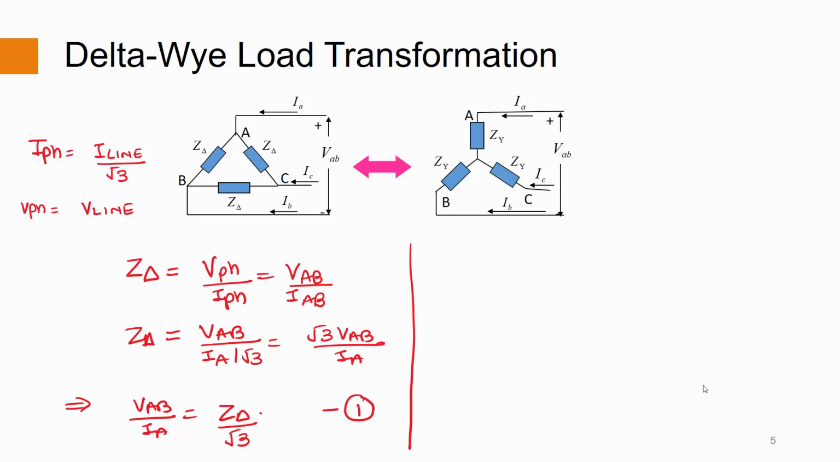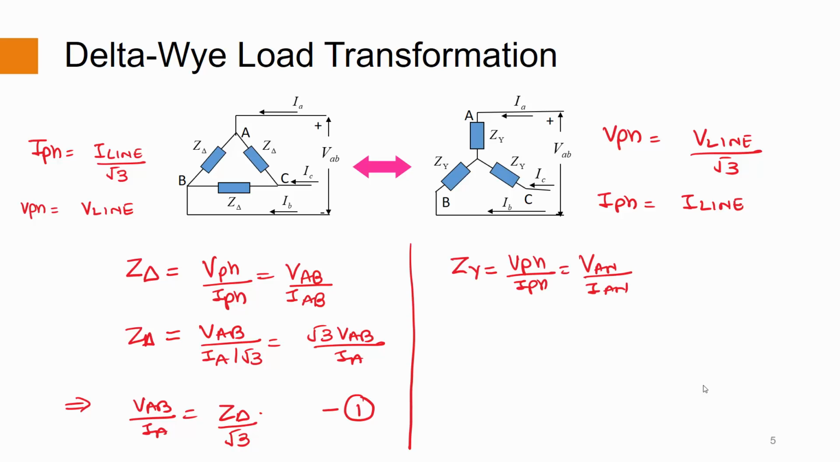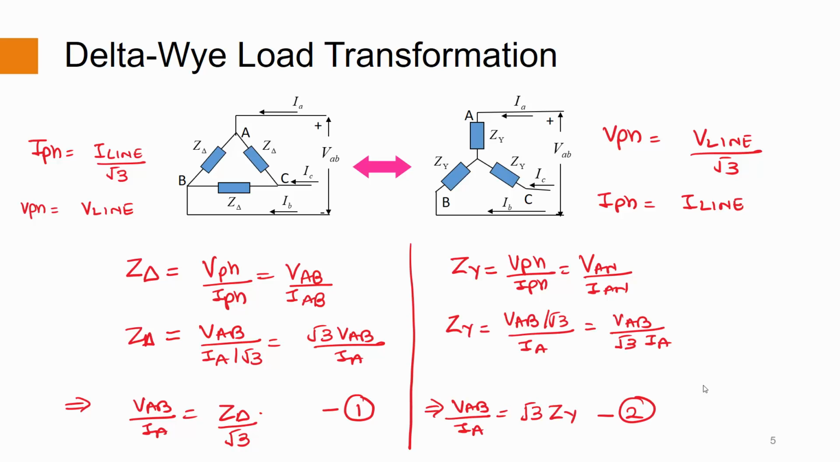Now, for a Y connected load, the phase voltage is the line voltage divided by √3, while the phase current and the line current are equal. We can find out the complex impedance ZY here as the phase voltage VA divided by phase current IA. Substituting the corresponding line values, we get ZY is equal to VAB divided by √3 divided by IA. Thus, we can write here that VAB divided by IA ratio is ZY into √3.